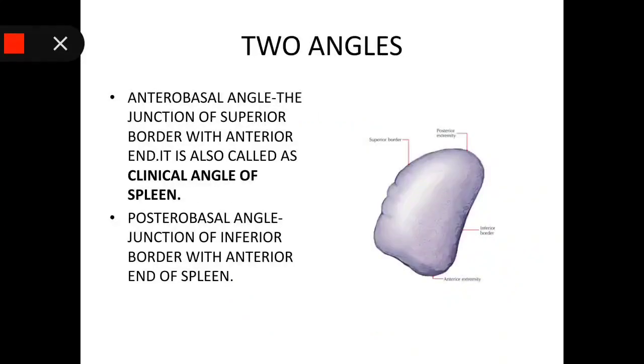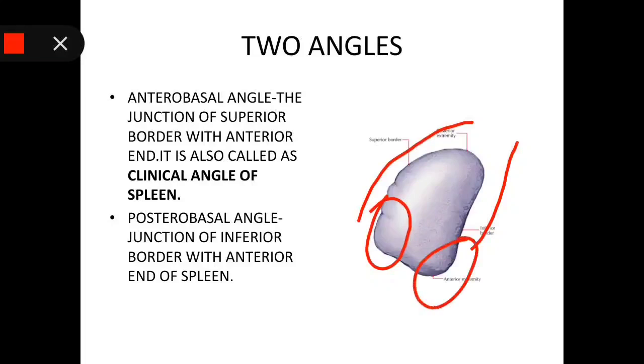2 angles. The anterobasal angle is the junction of superior border with the anterior end. So this is the anterobasal angle. It is also called as clinical angle of spleen. The posterobasal angle. It is the junction of inferior border with the anterior end of spleen.